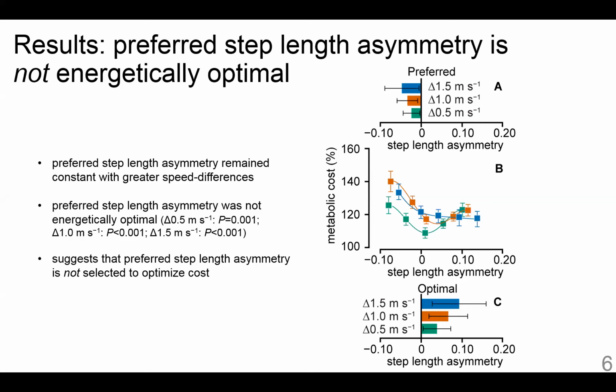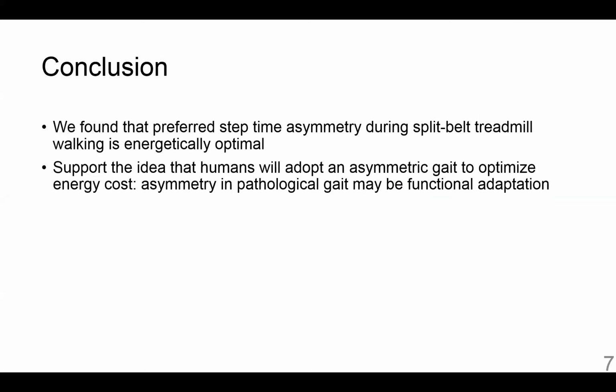I should say, though, that this does not rule out that step length asymmetry during the adaptation reduces cost, but it doesn't seem to be optimizing cost strictly. In all, we found that the preferred step time asymmetry in split belt treadmill walking was energetically optimal. That supports the idea that humans will adopt an asymmetric gait to optimize cost, and it may suggest that the asymmetry seen in pathological gait may be a functional adaptation undertaken in order to reduce energy cost.